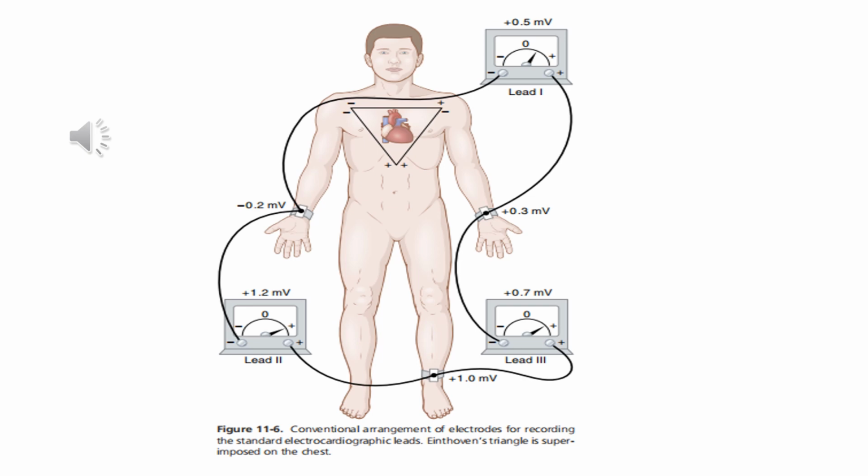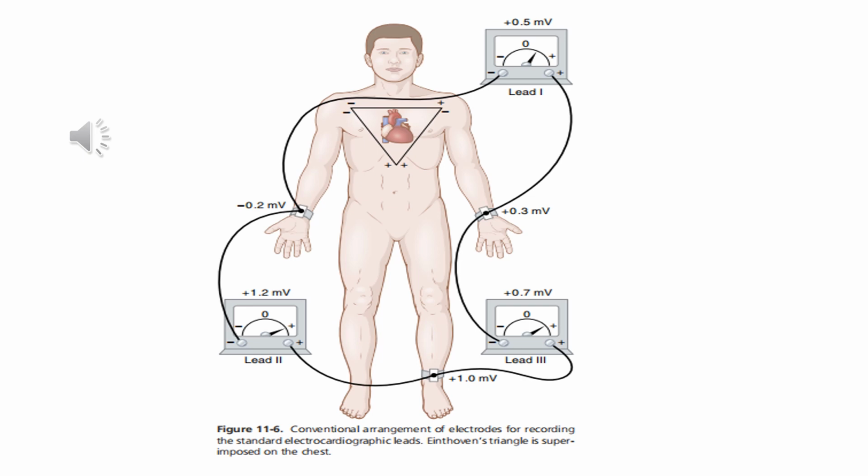Enthoven's triangle. In Figure 11.6, the triangle, called Enthoven's triangle, is drawn around the area of the heart. This triangle illustrates that the 2 arms and left leg form the apices of a triangle surrounding the heart. The 2 apices at the upper part of the triangle represent the points at which the 2 arms connect electrically with the fluids around the heart, and the lower apex is the point at which the left leg connects with the fluids.